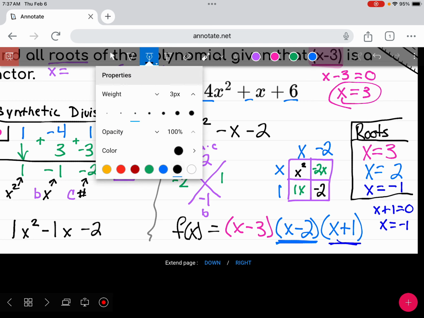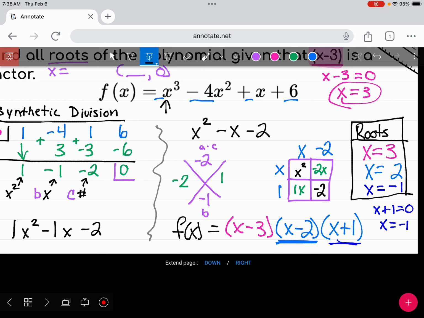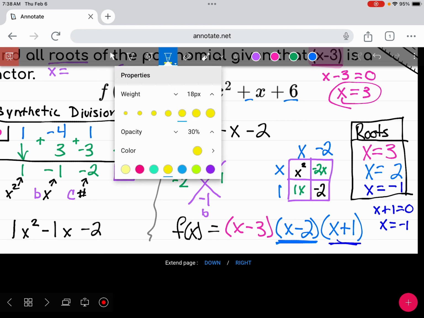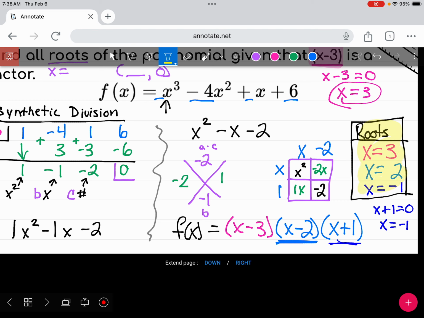So this is what we want for our answer in this little box. This is what we're aiming for. It just takes all this other work to get down to this answer here. This is what we're looking to find. Okay, so that's the goal for today.